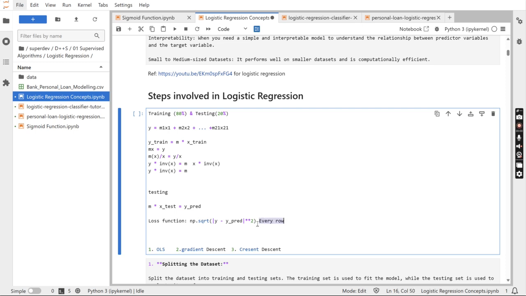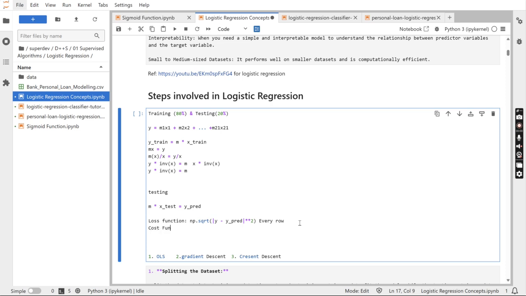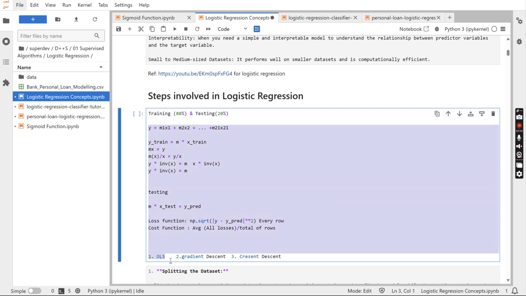Okay. For every row you calculate this cost function. You will take the average of all the losses of all the rows, all losses divided by number of rows. So this will give you the average. Average of all the losses is nothing but your cost function. So this way you will get the calculation in ordinary least squares.